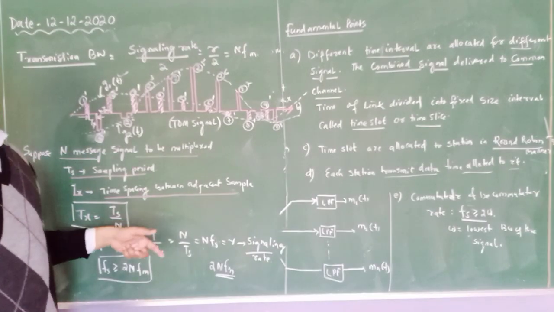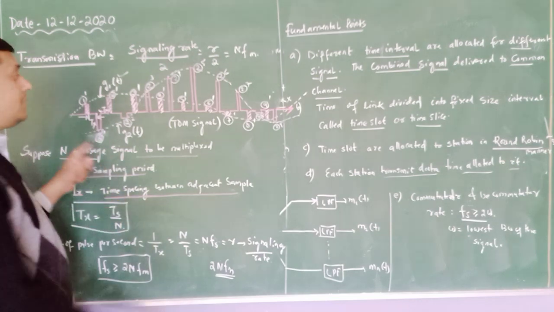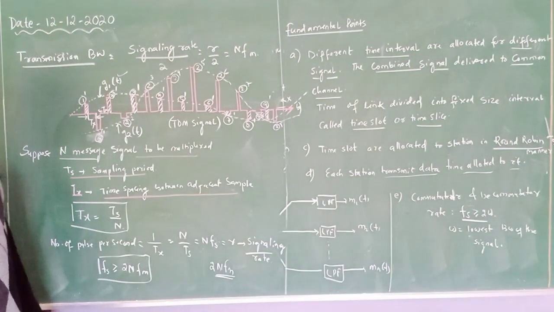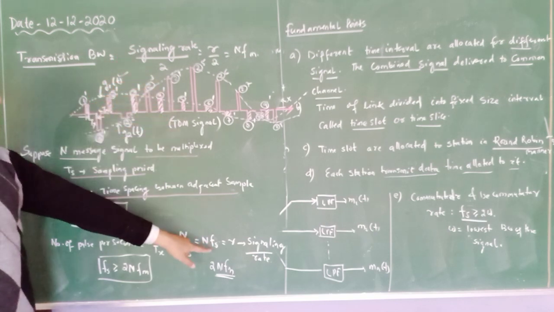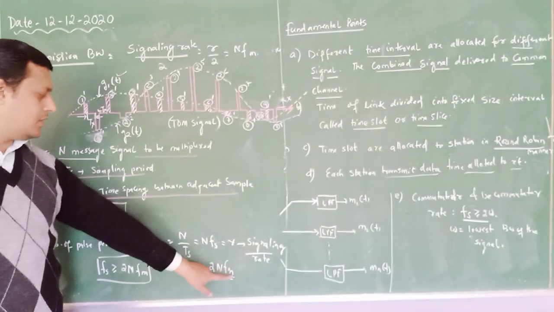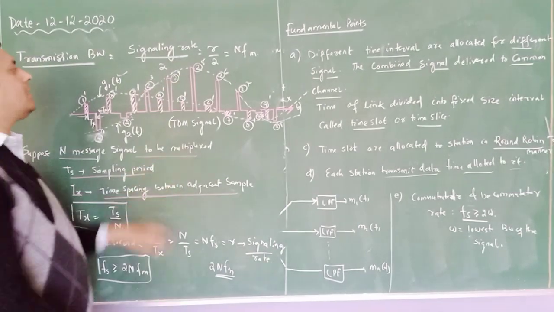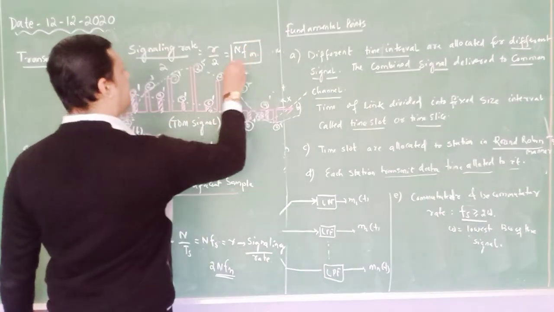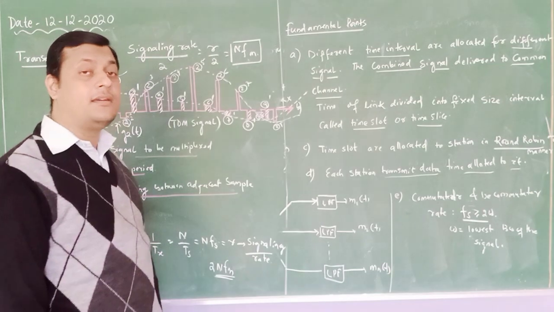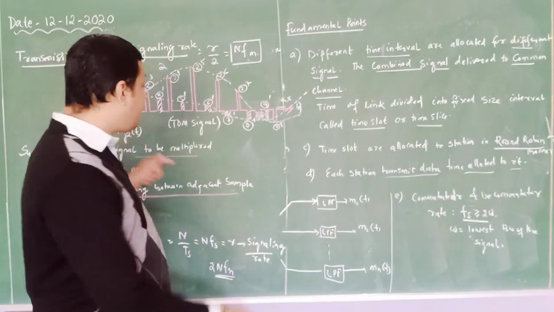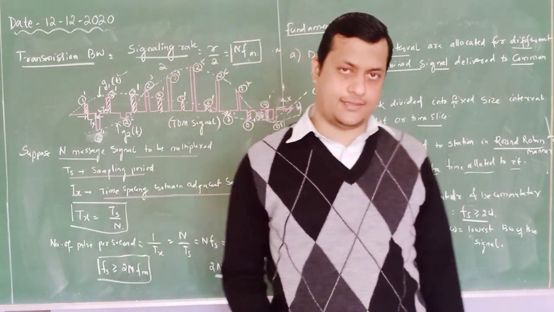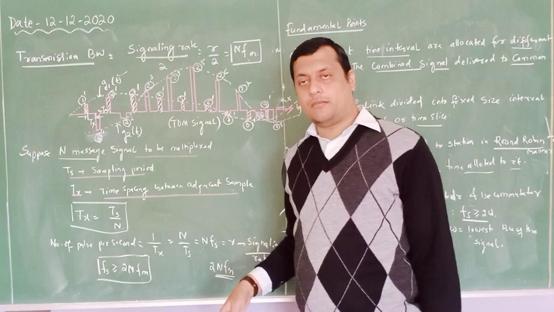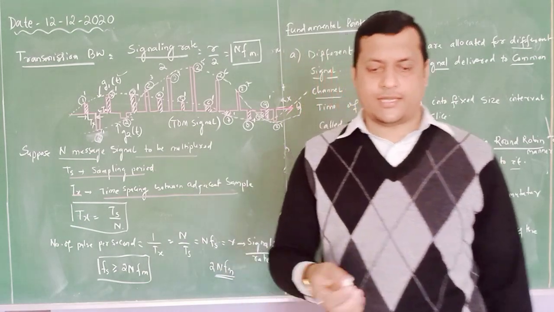Now if the rate is known, what will be my transmission bandwidth? The combined transmission bandwidth is the signaling rate divided by 2. So the signaling rate is n into Fs divided by 2, where Fs is nothing but 2Fm. The 2 will be cancelled out and you will get n into Fm. So this is your transmission bandwidth. These are the fundamental terms which we are going to calculate for certain case studies. A few more fundamental points are there that I will discuss.